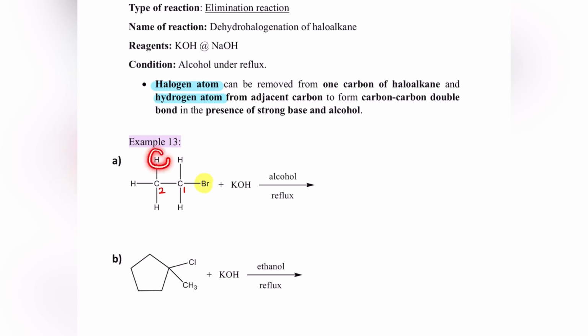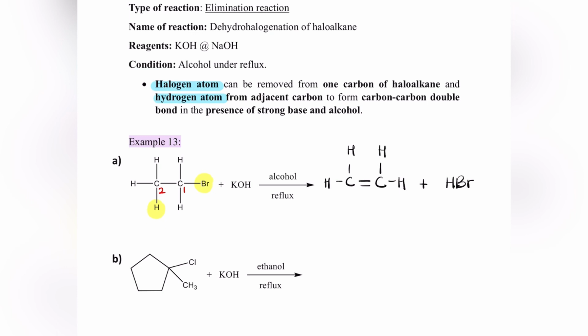Carbon 2, you have three choices here. Pick whichever you want. So I pick this hydrogen. Automatically, there will be a double bond between these two carbons. So you will form an alkene with a double bond between carbon 1 and 2. And then you also get the side product, which is HBr.